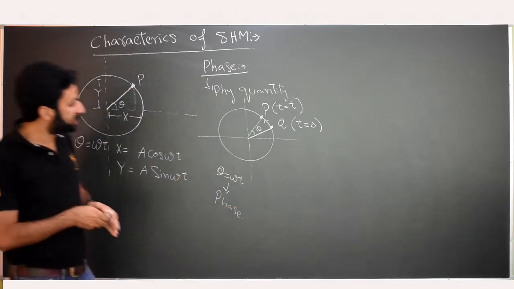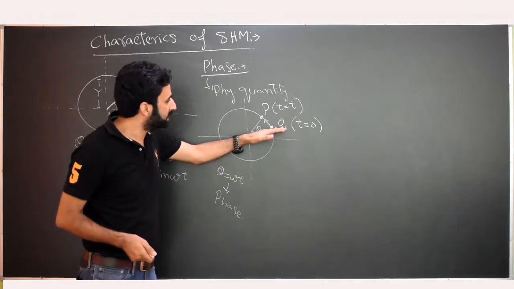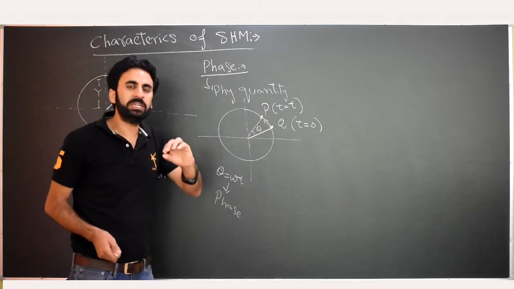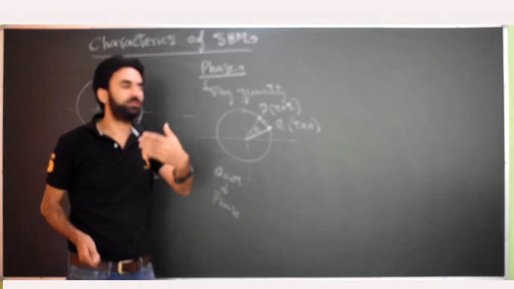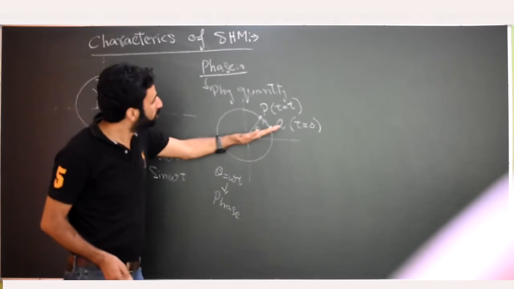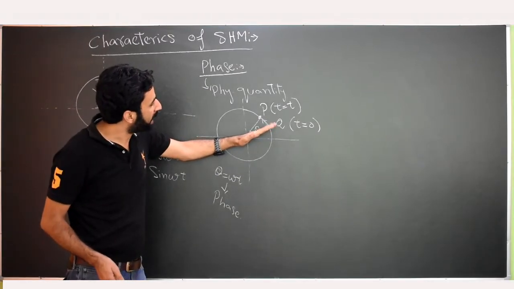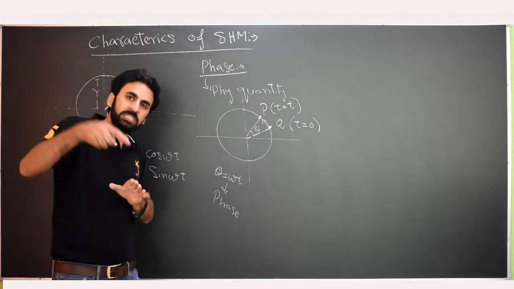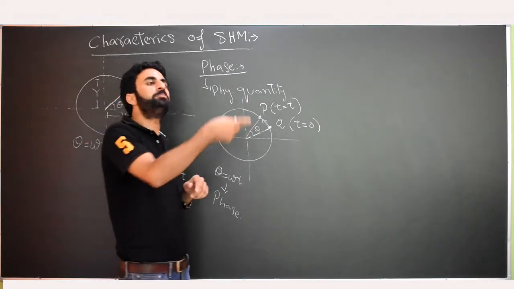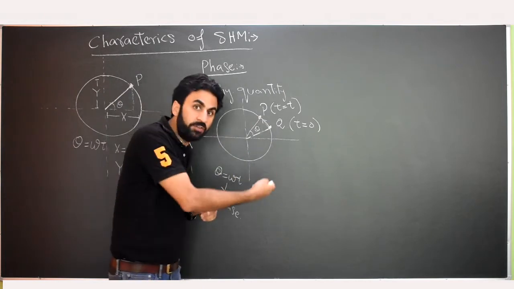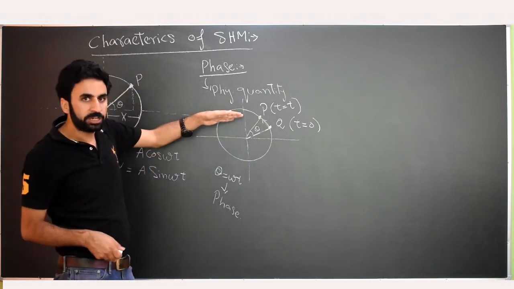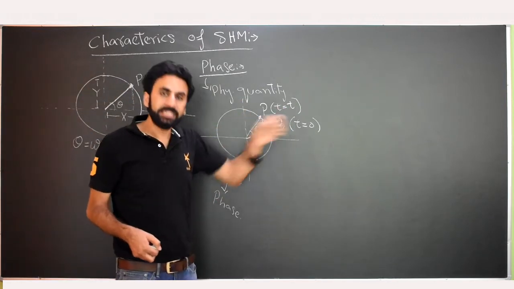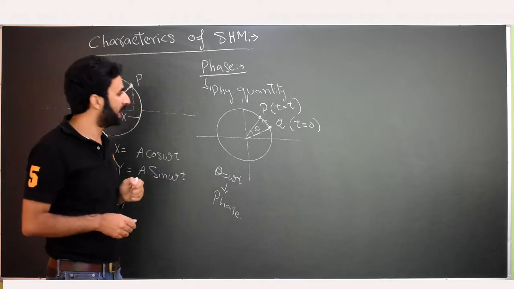The reason being, if we know initially the particle is here, and if, for the sake of argument, the phase of a particle is 45 degrees, it means the particle has moved from here up to here, traversing an angle of 45 degrees. So by knowing the phase of a particle, we can determine the position of a particle at any instant of time. So phase is a physical quantity which gives us the position of a particle in simple harmonic motion at any time. So this theta is known as phase.